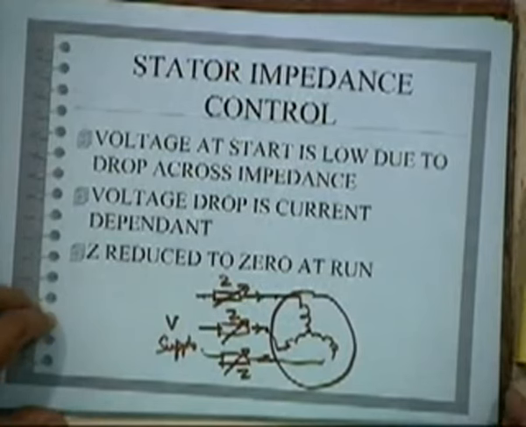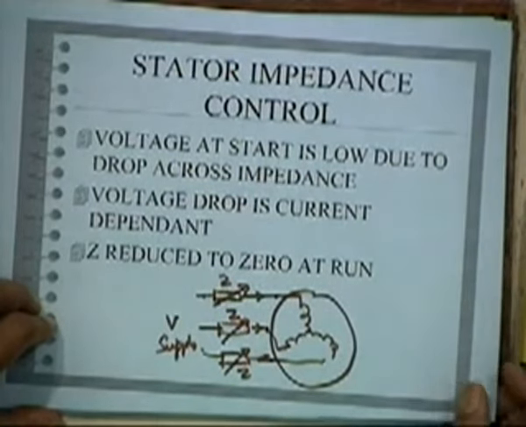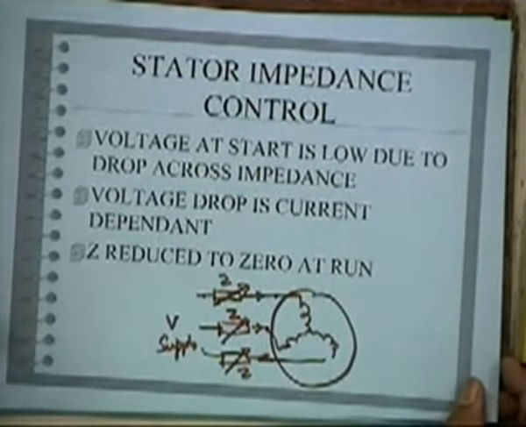Okay. This is in fact the simplest example in a single phase system, your fan regulator, because there are two types of fan regulator. One is a triac, which is an electronic type of regulator, and another is this stator impedance controller. You connect a resistance in the regulator. At start you have full resistance, at run you cut off the whole resistance. So, this is the method that is used.